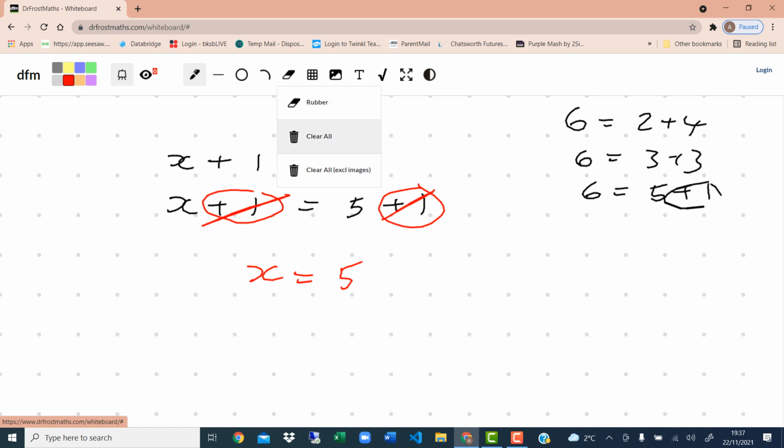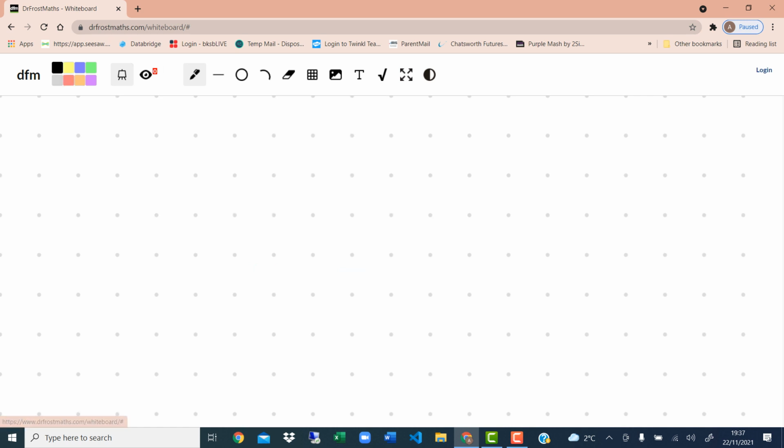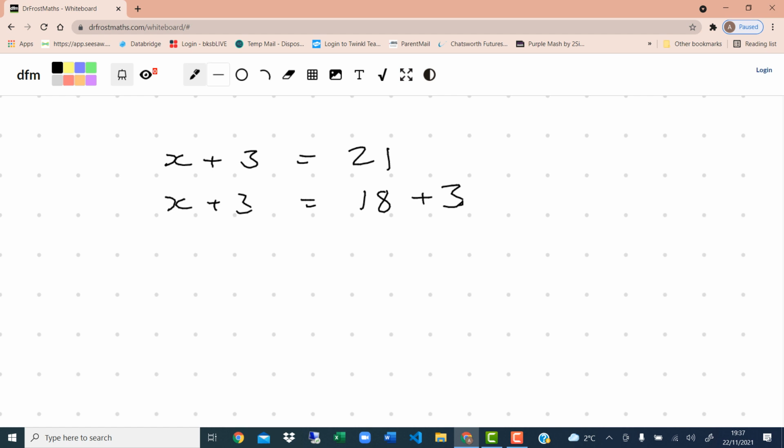Right, so we'll do another example. In this case, x plus 3 equals, let's say 21, right? So what I'm going to do is split the 21 into 3 and something else. So I'm going to leave x plus 3 there, and it equals something plus 3. Right? So what do I add to 3 to get 21? Well, the answer is 18. 18 plus 3 equals 21, x plus 3 equals 21. And then what I do is I simply remove, I'll use the rubber actually, I remove the plus 3 and I get what x is. x equals 18. Yep.